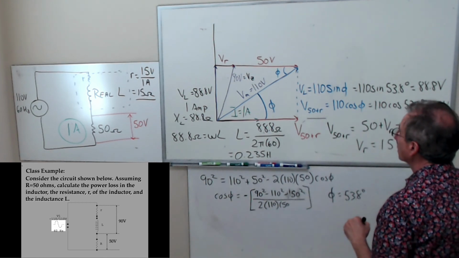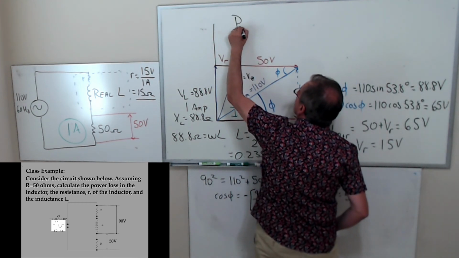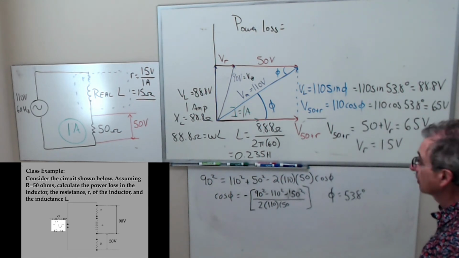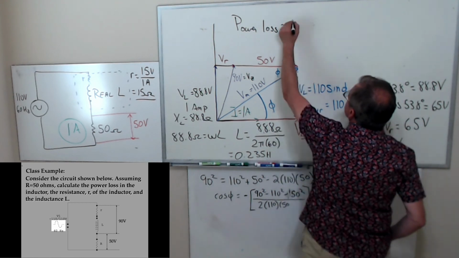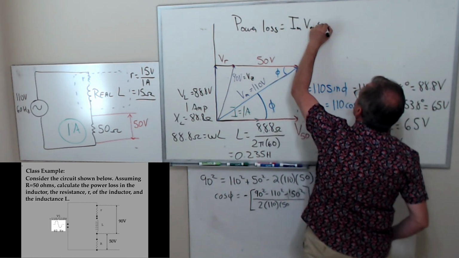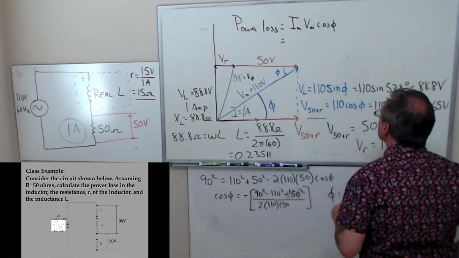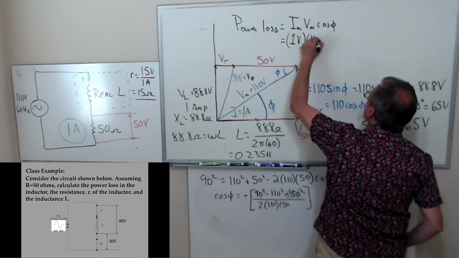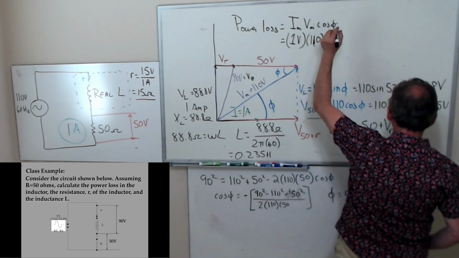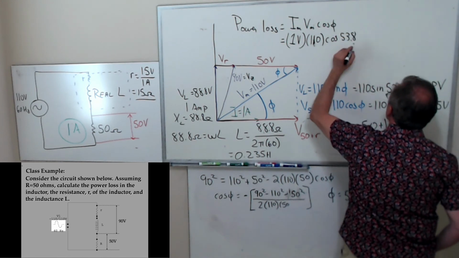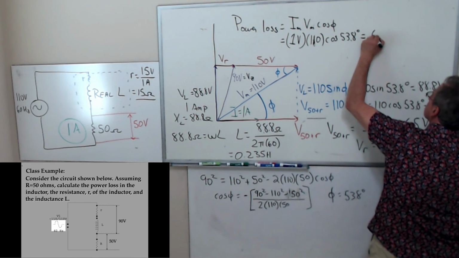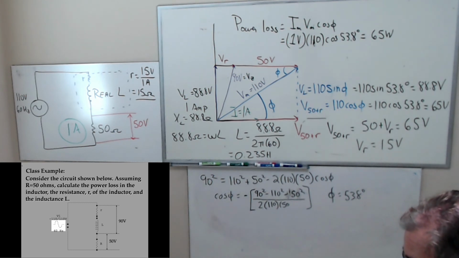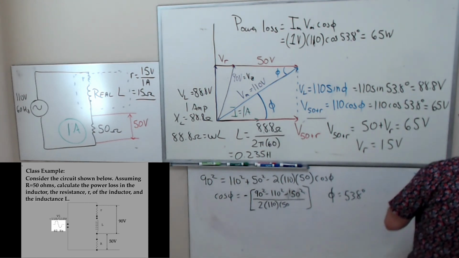The other question is, what is the power loss? The power loss is going to be 1 amp times 110 volts times a cosine of 53.8 degrees, and that ends up to be 65 watts.